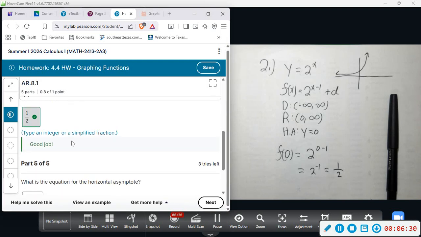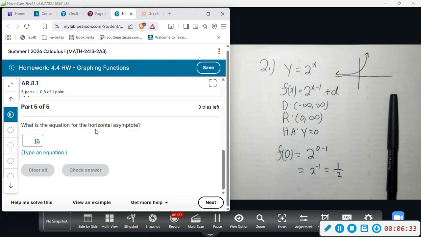All right, and then part 5, what is the equation of the horizontal asymptote? So that's still y equals 0. We didn't have a vertical shift. And we do know y equals 0 because it asks for an equation. It says type an equation. So we want something with an equal sign.